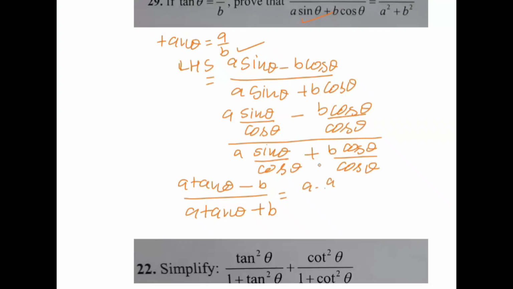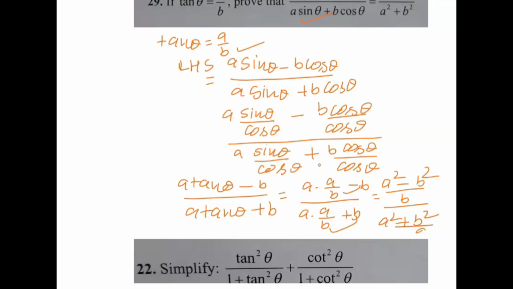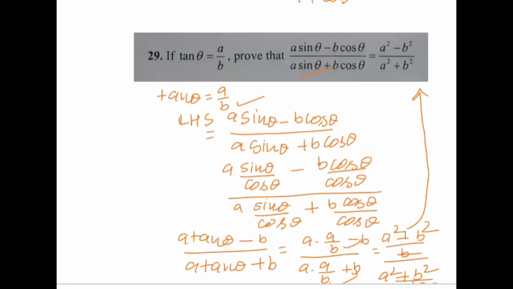So it will be a into a upon b minus b, and this will also be a into a upon b plus b. So we are taking LCM b here, and it will be written like a square minus b square upon b, and again a square plus b square upon b. Okay, so b is cancelled out, so it will become (a square minus b square) upon (a square plus b square). So this will be our answer.